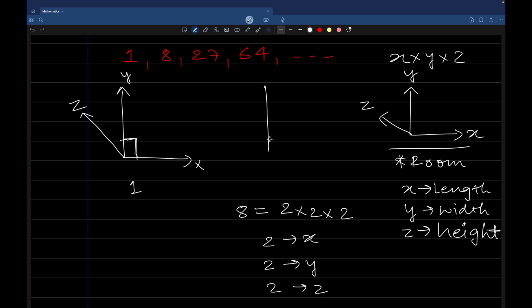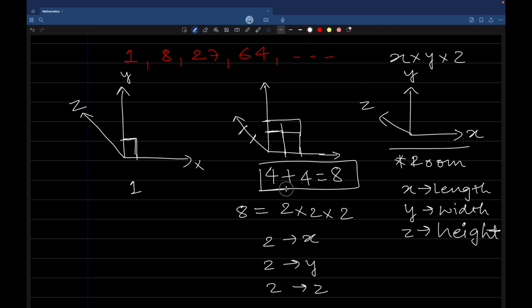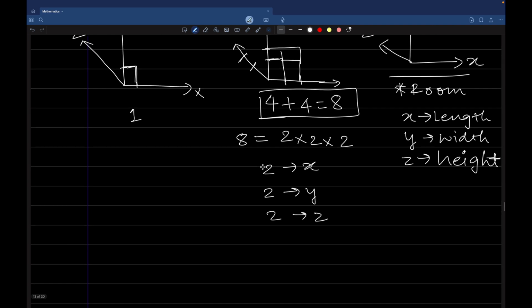If we plot 8, in x direction it is 2, in y direction it is 2, and in z direction also it is 2. It means 2 layers, or we can say 2 parts. If we draw in 2 dimensions, this is 1, 2, we get 4 parts. The same layer is there one more time, that is this is 1 and this is 2. It means there will be one more layer, so 4 plus 4, it will be 8. Similarly for 27 and 64.